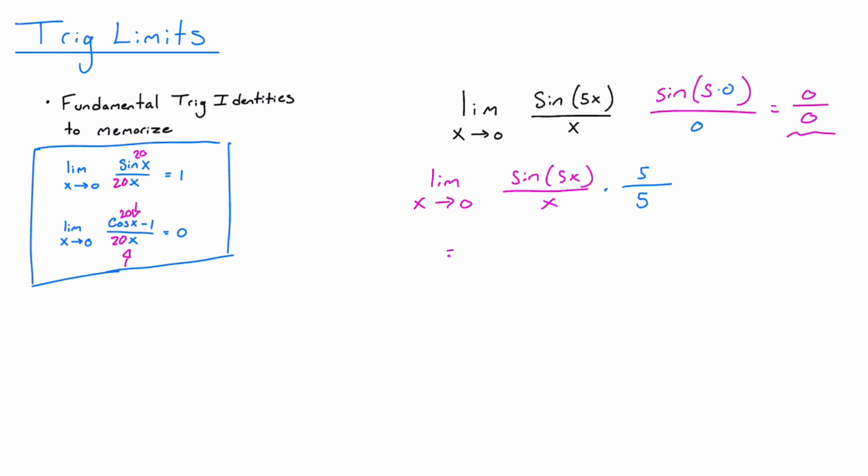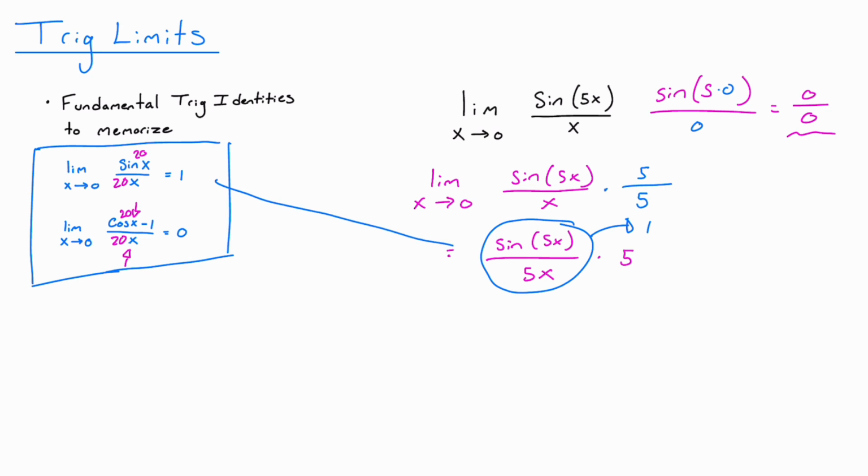So we can rewrite this now as sine of 5x over 5x times 5. And now we have this fraction here, the sine of 5x divided by 5x. This equals 1. This is the limit. This is our same rule that we were just talking about. We've got sine of something divided by the same thing, and we're finding the limit as x approaches 0. So this is equal to 1. So now we have 1 times 5, and so our total limit is equal to 5.